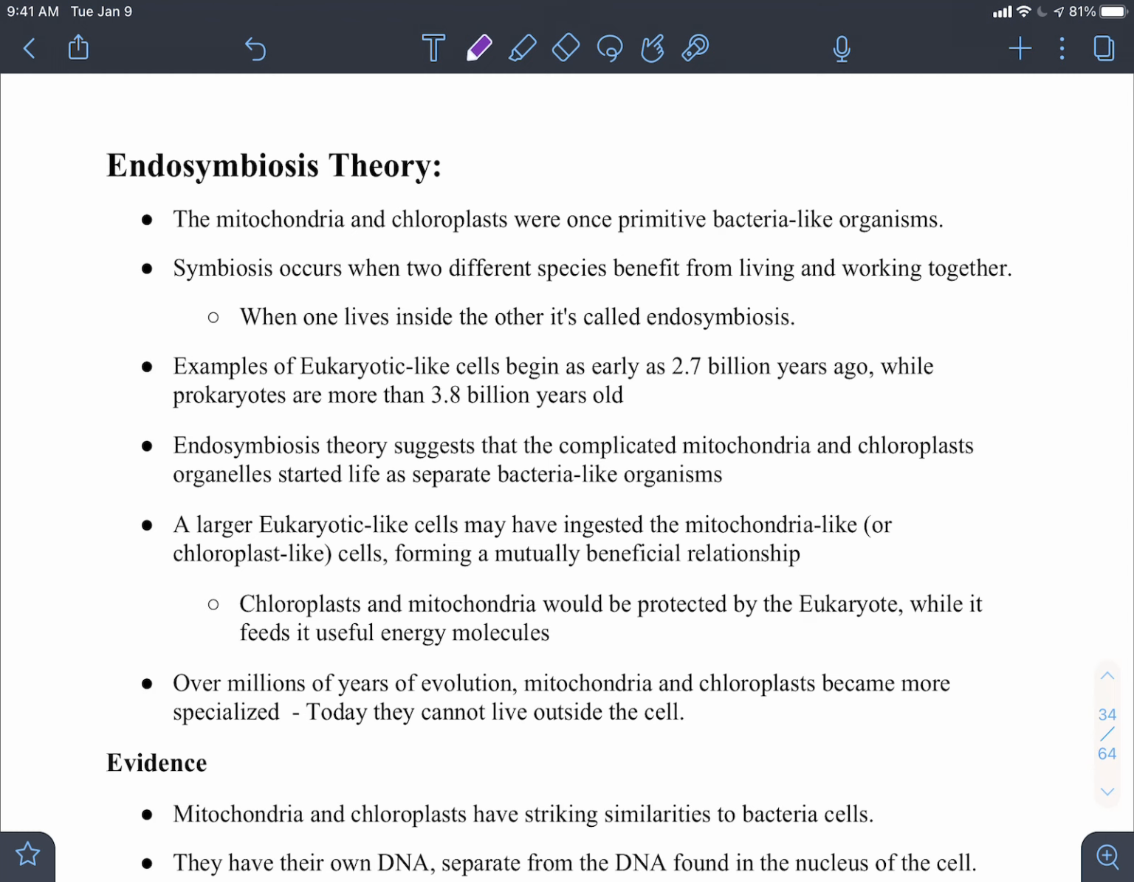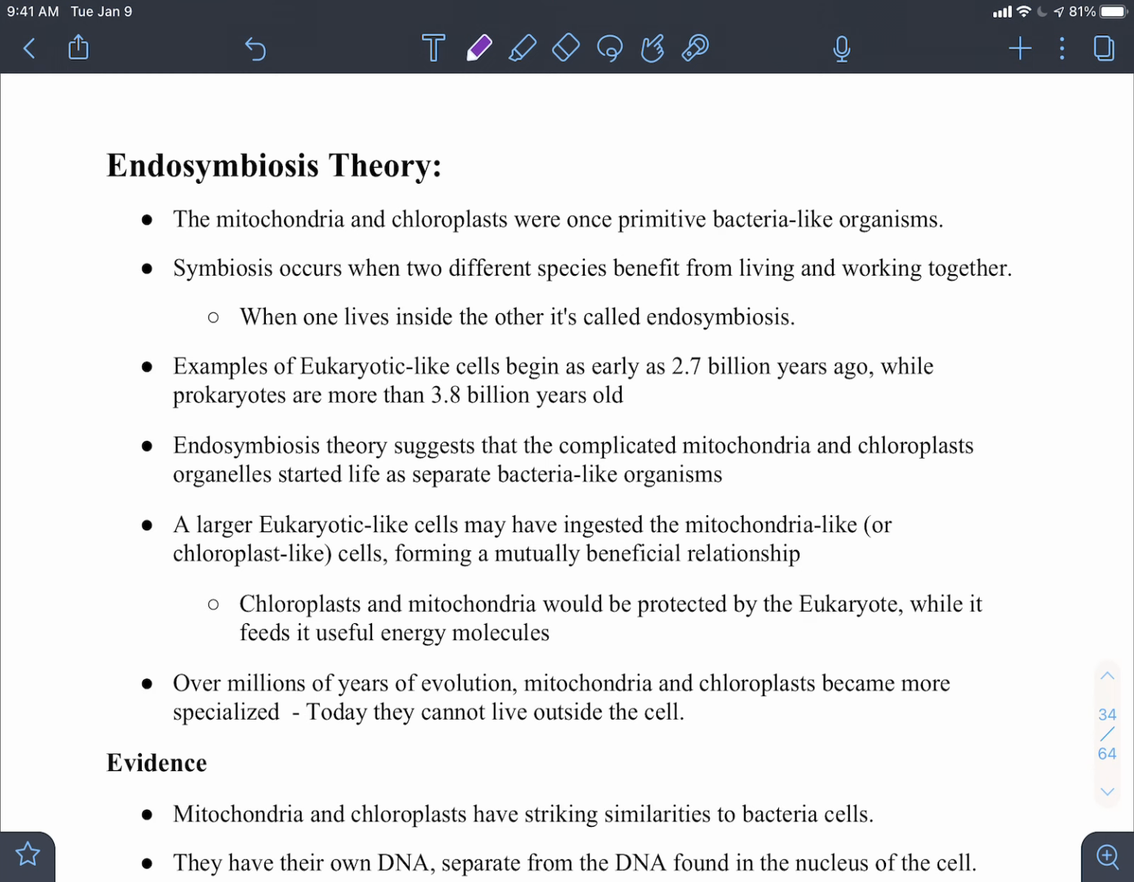And so an example would be a eukaryotic-like cell, maybe a prokaryotic organism that was just on the edge of becoming a eukaryotic one, or maybe a eukaryotic cell that didn't have a mitochondria. It got its energy in a different way, and it began as early as, this could have been as early as 2.7 billion years ago. Well, we do have examples of prokaryotic cells that are 3.8 billion years ago.